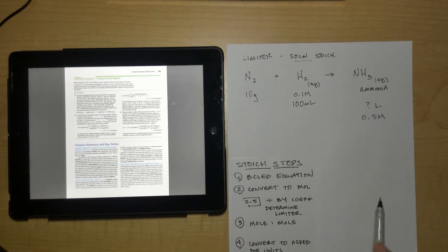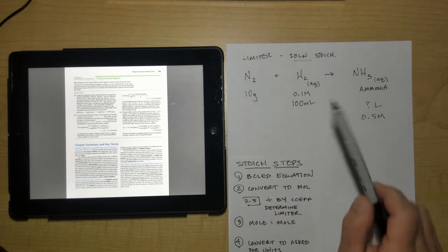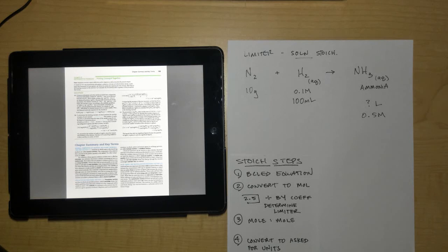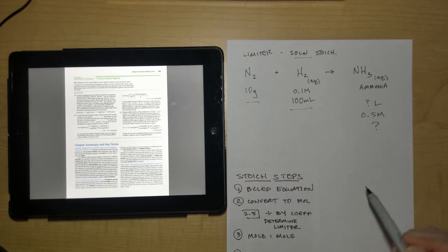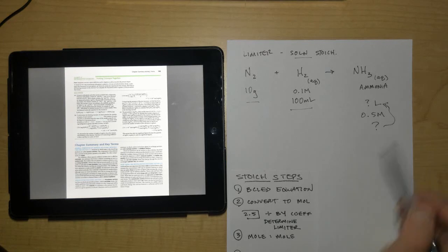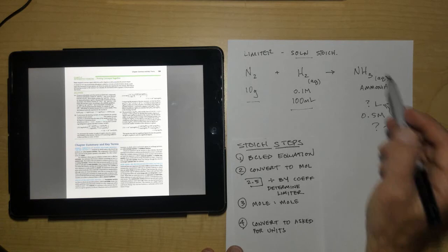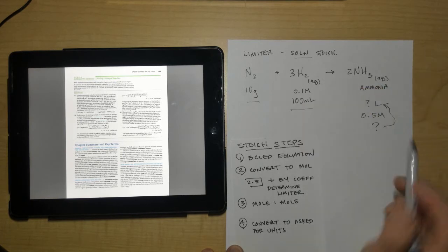Okay? So in word form, it would say how many liters of aqueous ammonia can be produced if we're given 10 grams of nitrogen and it's reacted with 100 milliliters of 0.1 molar H2. So we're given an amount of both of these, and we want to know how much of this in liters can be produced if it's this concentration. Step number one, write the balanced chemical equation. So this isn't balanced right now. We need a 2 here, and then that means we need a 3 right here.